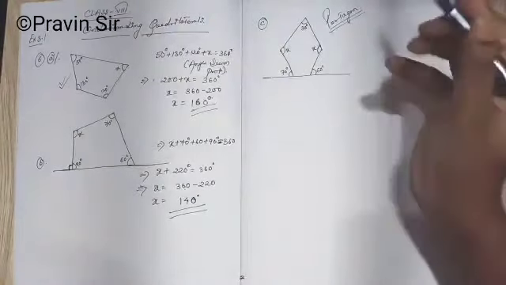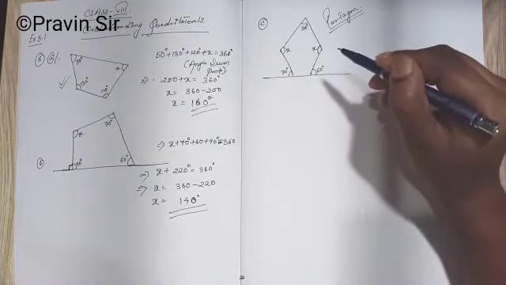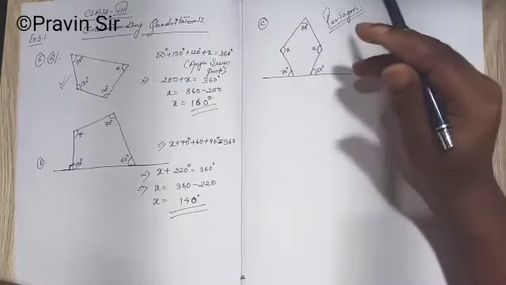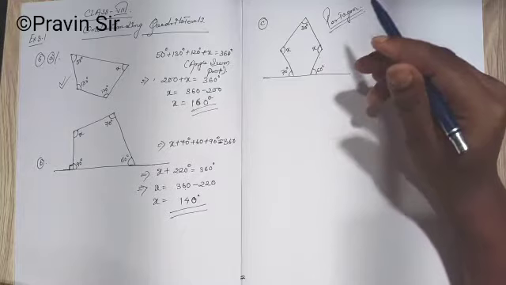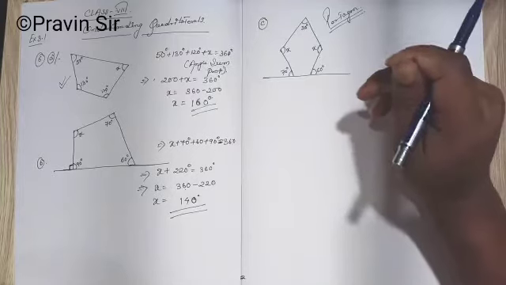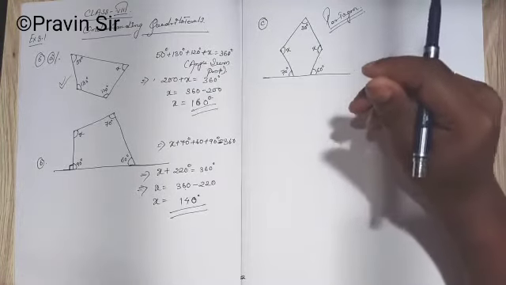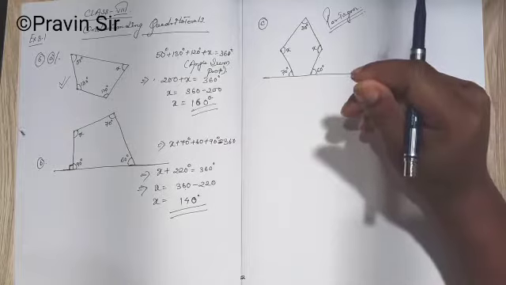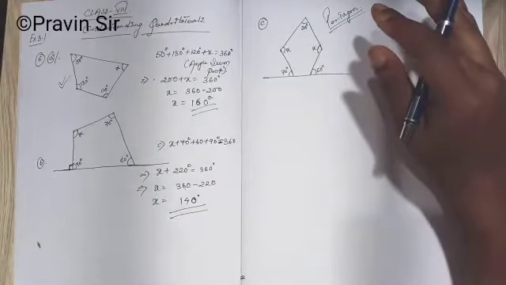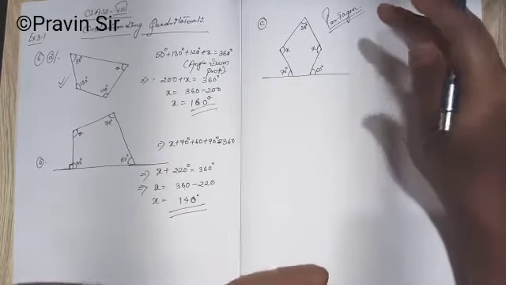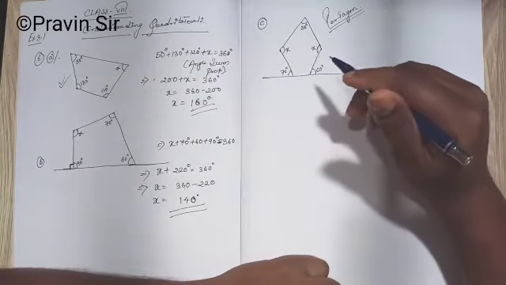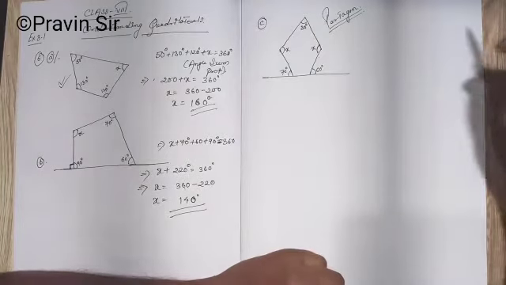So, do you remember what the angle sum property of a pentagon is? 540 degrees. If you don't remember the angle sum of a pentagon, you have to remember one formula that I gave in the previous class. That is how to find out the angle sum of any polygon if you know the sides. If you know the sides of a polygon, you can find out the angle sum of any polygon. That is (n minus 2) into 180 degrees. That is the formula.